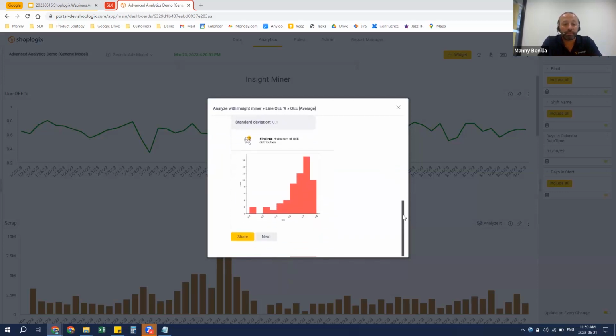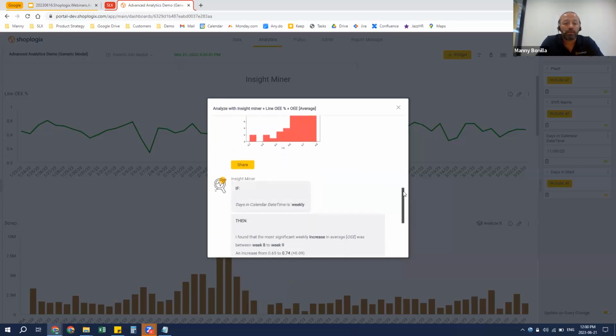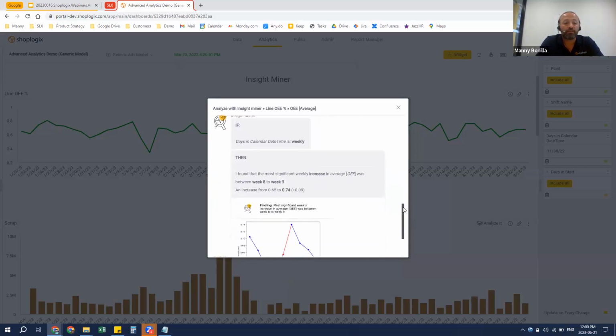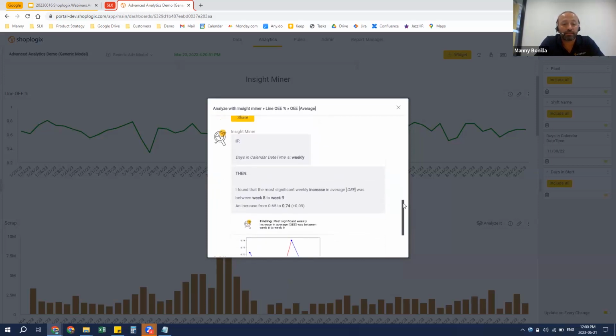The next widget will take you through and give you a feel of the data based on a historian type view. So how often are we falling into different percentages of OEE? And I'll ask for another insight. And this is one of my favorite insights that it does come up with.